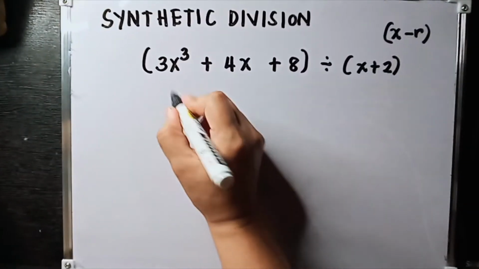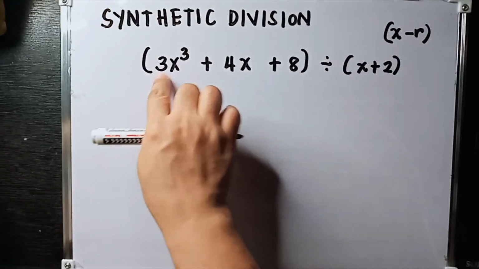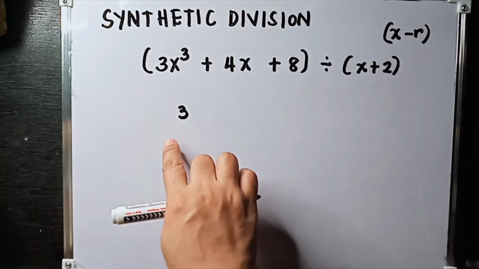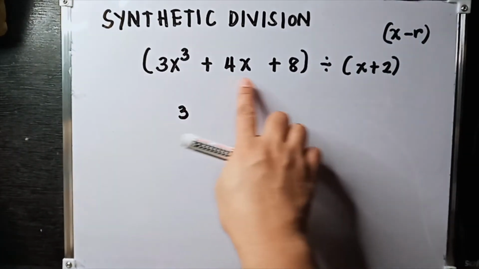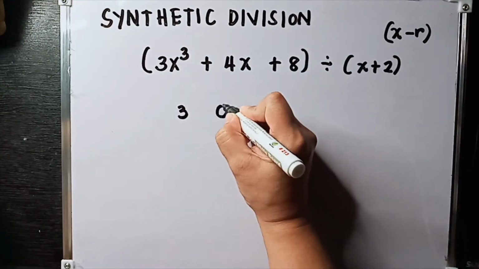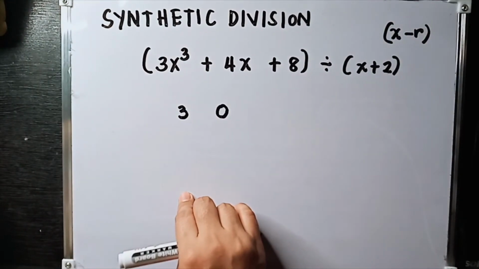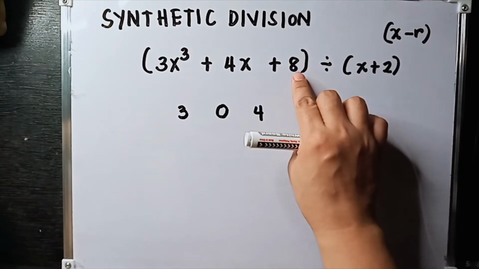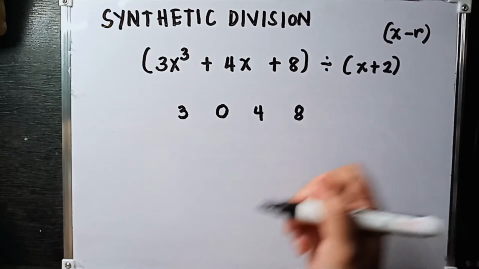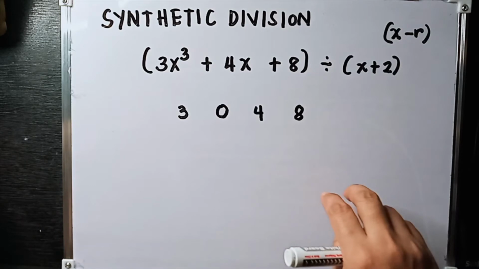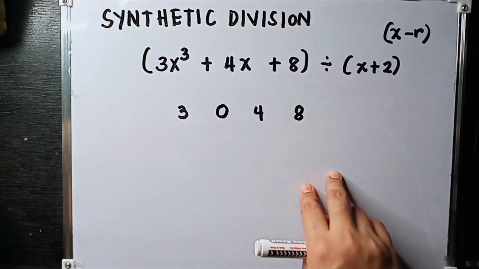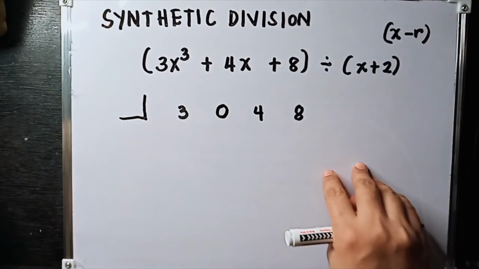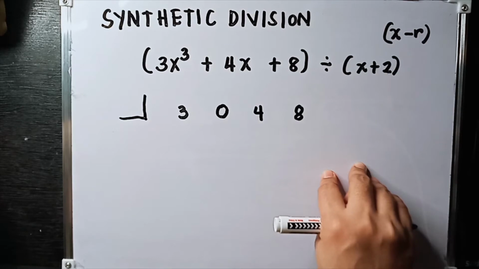Firstly, we have to write 3 because 3 is the coefficient of the cubic term, followed by the coefficient of the quadratic term. But since the quadratic term is not here, we're going to place 0 for its coefficient, followed by the coefficient of the linear term, which is 4, and then our constant term, which is 8. For the next step, we're going to place the value of r in the upper left corner. So here. In this example, we need to find our x minus r.